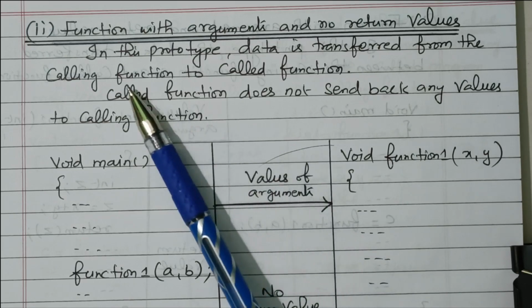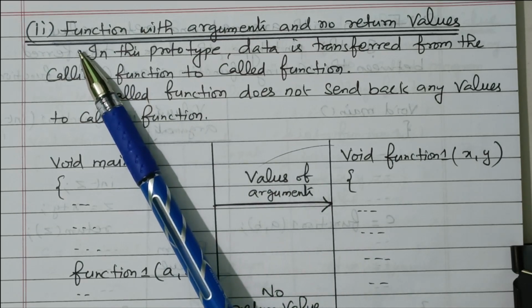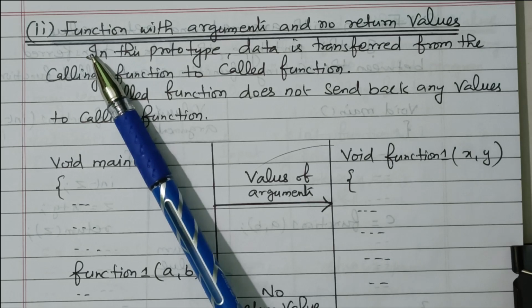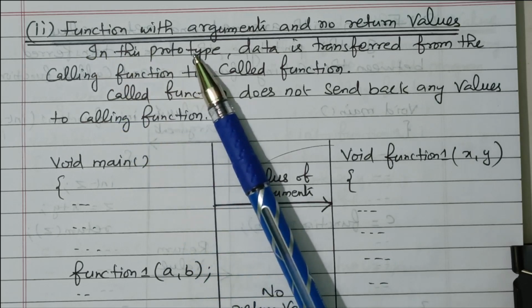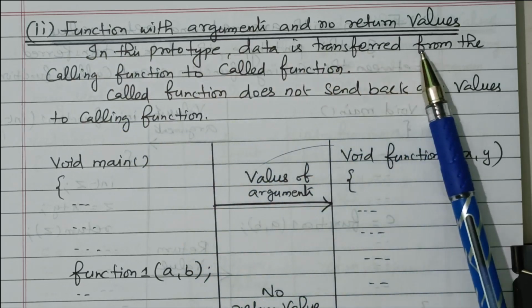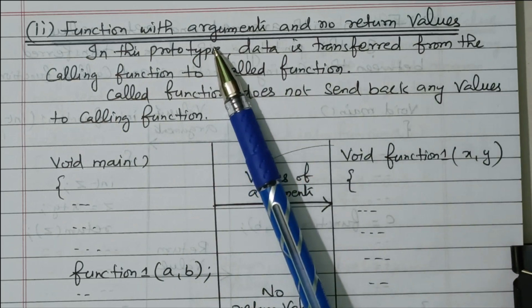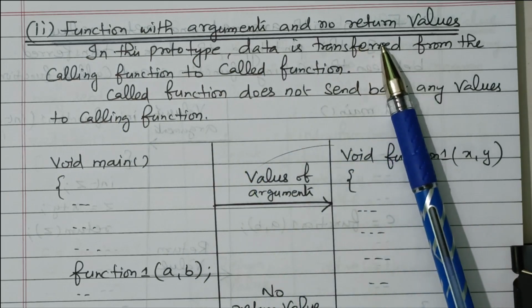Now we'll go to the topic. The types of function, category of function, that is function prototype. The second type: function with arguments and no return values. The function having the argument but it will not return any value.